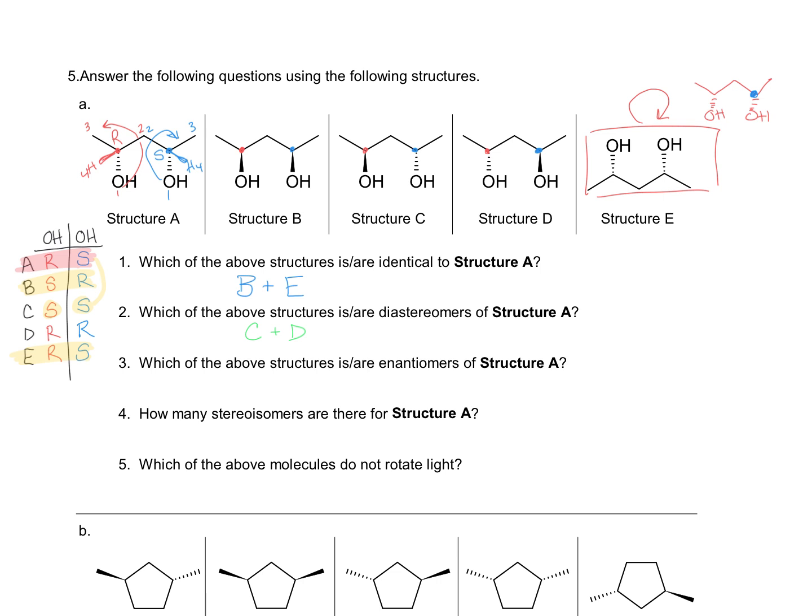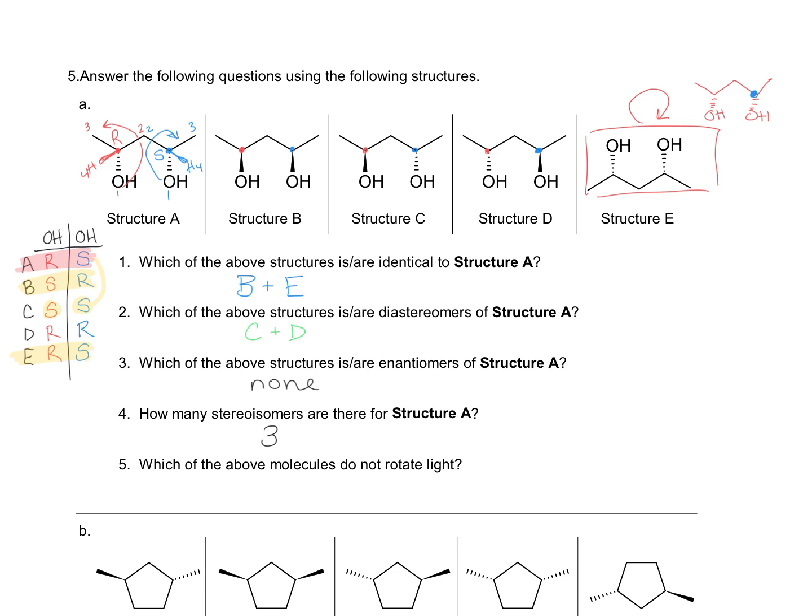Since A is a meso molecule, it's achiral, and there are no enantiomers of A. Then it asks, how many stereoisomers are there? This is kind of similar to our previous problem. There's only 3 because there's a pair of meso compounds which are identical.